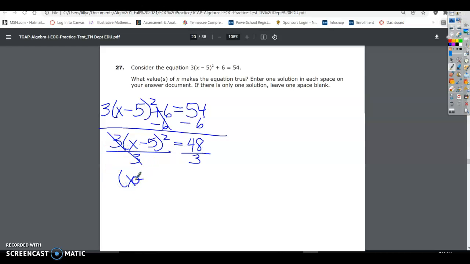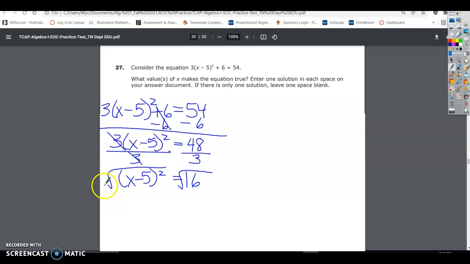So we're going to have (x minus 5) squared equals 48 divided by 3, which is 16. All right, now from here, something squared means we have to square root it. Once the squared term is isolated, it means all this other stuff was taken care of first. Now we can undo the squared term by doing the square root.